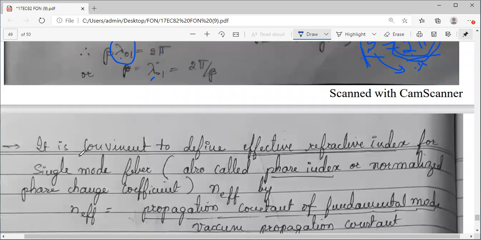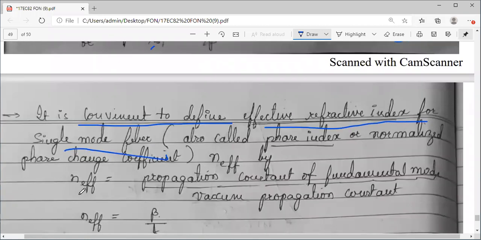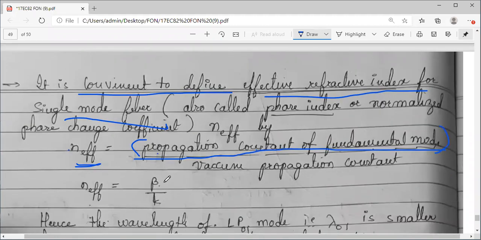Now, it is convenient to define the effective refractive index for a single mode fiber. I have been telling you, we are defining this for single mode operation. So how do you define this effective refractive index? N indicates refractive index, EFF indicates effective. It is defined as the ratio of, see what is there in the numerator, the propagation constant of the fundamental mode, which is beta, and in the denominator the vacuum propagation constant, the value of the propagation constant in air, which is generally given by K.